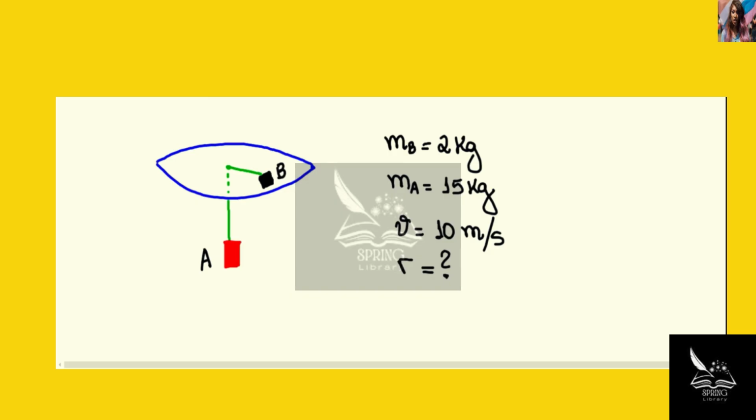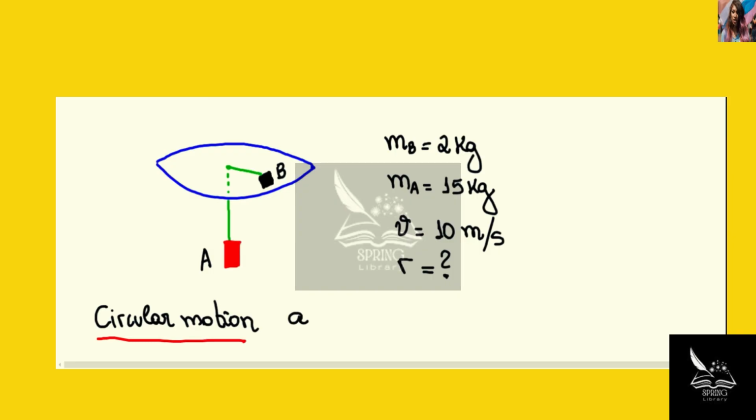We give block B a speed of 10 meters per second, and our goal is to find what is the radius of the trajectory of block B around the table in its circular motion. So in order to find out, we need to first talk about circular motion. So let's briefly review it.